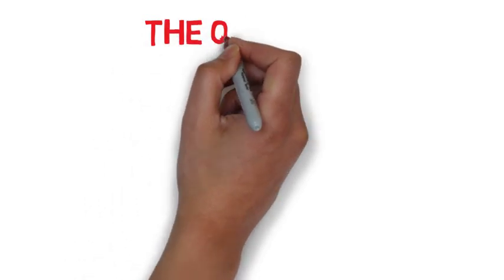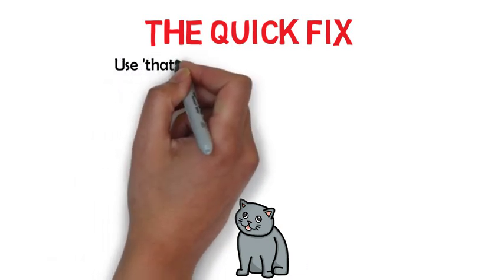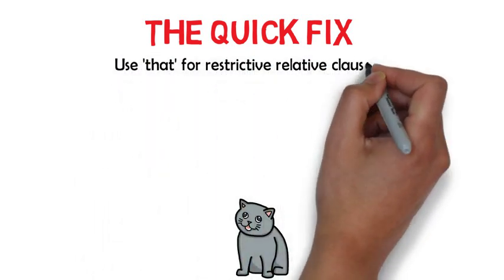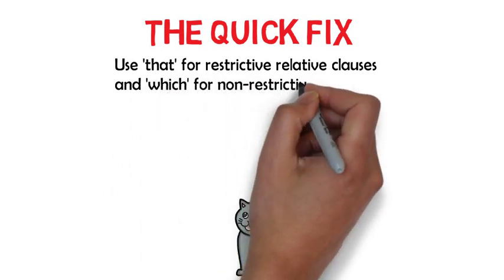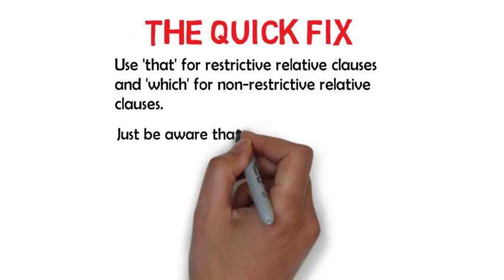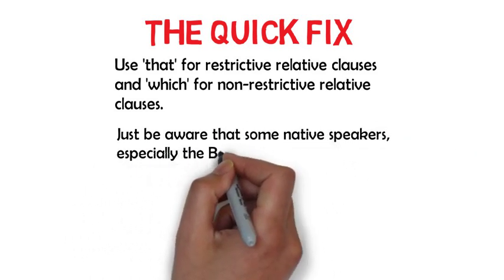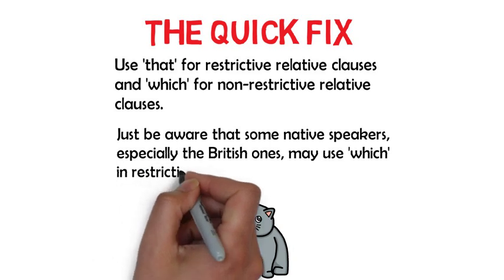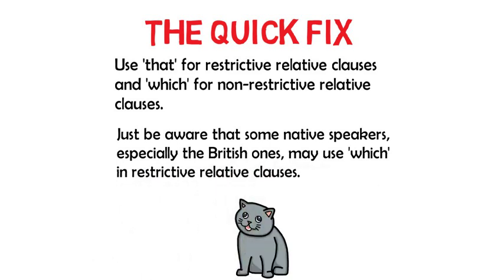Okay, now that we've added an extra layer of complexity, let's make things easy for you. Here's the quick fix that you can follow to make sure you never make a mistake. With relative clauses, my advice would be just follow the American way of doing things. Use that for restrictive relative clauses and which for non-restrictive relative clauses. That way you'll never make a mistake. But at the same time, just be aware that some native speakers, especially the British ones, may use which in restrictive relative clauses.